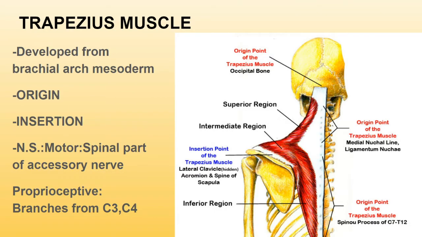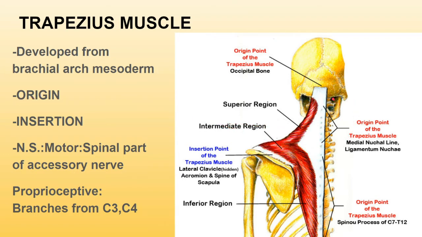Now, first of all, the trapezius muscle is developed from the branchial arch mesoderm, same as that of the sternocleidomastoid muscle, and that's why, as they develop from the same branchial arch mesoderm, they are both supplied by the same nerve, known as the spinal accessory nerve, the cranial 11th nerve. Now, the origin of the trapezius muscle.